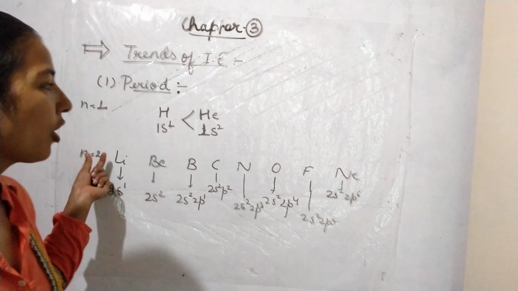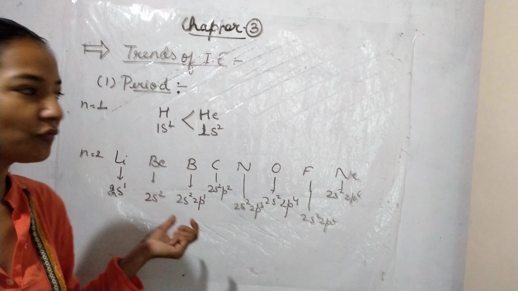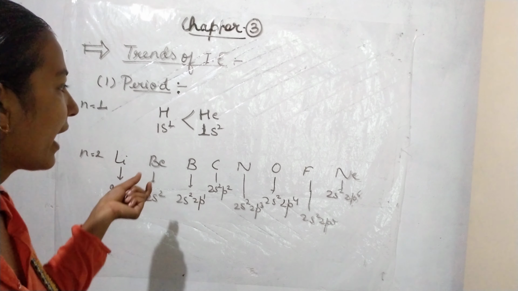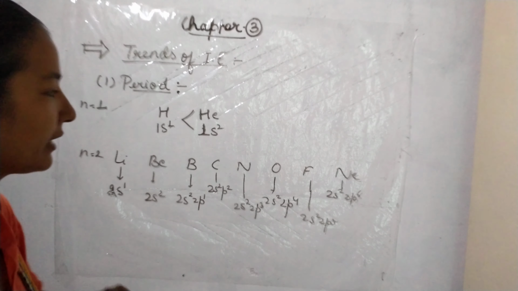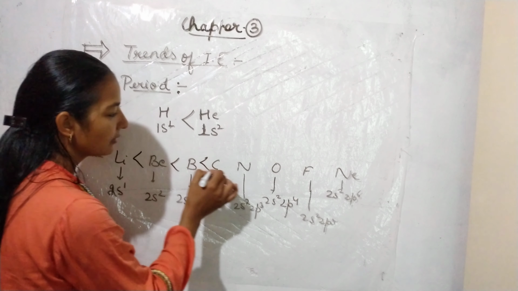So what is the trend actually? The trend is that on moving from left to right, the ionization energy will increase. Why? Because the atomic size will decrease, Z effective will increase, and that's why ionization energy will increase. So the ionization energy will be like this.